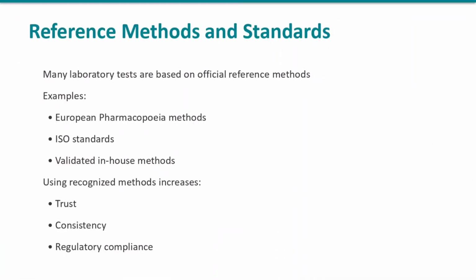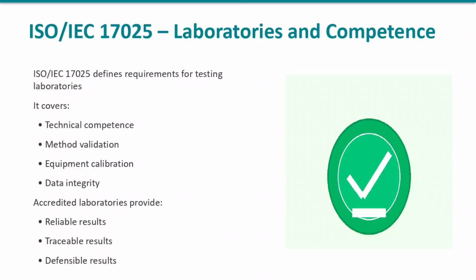Many laboratory tests are based on official reference methods. These may include methods from the European Pharmacopoeia, ISO standards, or validated in-house procedures. Using recognized and standardized methods increases reliability, consistency, and regulatory compliance. ISO IEC 17025 defines general requirements for the competence of testing laboratories. It covers technical competence, method validation, equipment calibration, staff qualification, and data integrity. Accredited laboratories are expected to produce reliable and defensible results.